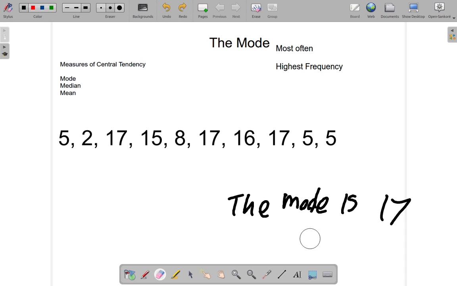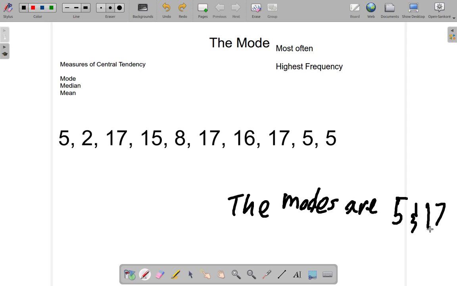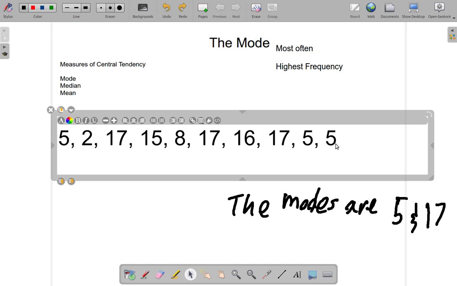We have more than one mode, so we can say the modes are 5 and 17. You have 2 modes here, 5 and 17. You see that? Because 5 is there 3 times, 17 is there 3 times, and every other number is there less than 3 times.